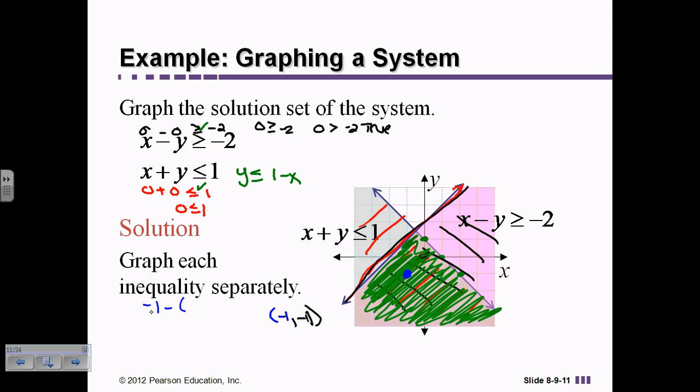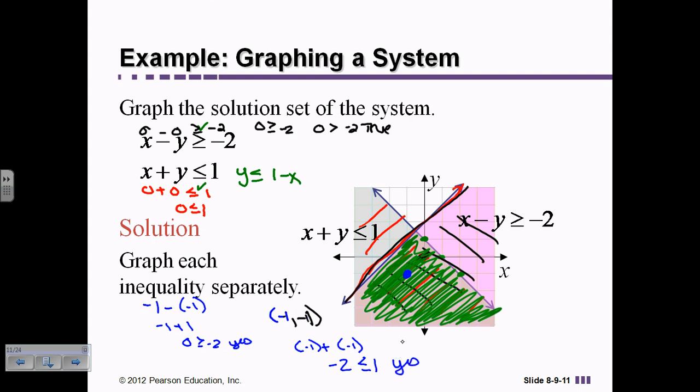-1 minus -1 is -1 plus 1, which is 0. Is 0 greater than -2? Yes. Now take it in the second equation. -1 plus -1 is -2. Is that less than or equal to 1? And the answer is yes.